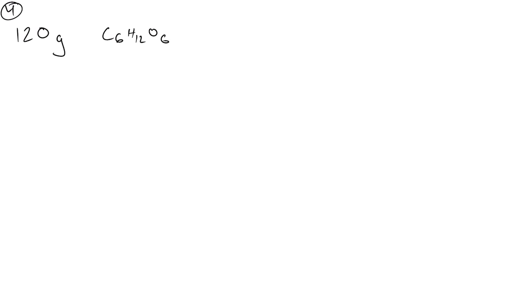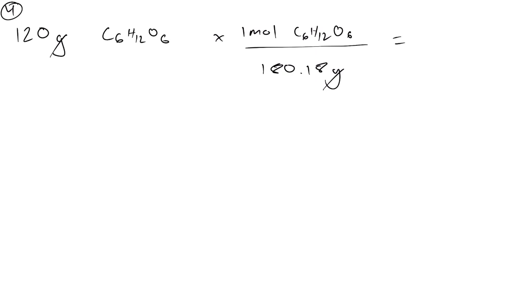So firstly, for this, you're going to have to actually pause the video and try it on your own. But when you come back, you'll realize that firstly, you're going to have to find the molar mass of glucose, which turns out to be 180.18. So that times 1 mole of C6H12O6 over 180.18 grams. The grams are going to cancel since we're dividing grams by grams, and we're going to be left with 0.666 moles.